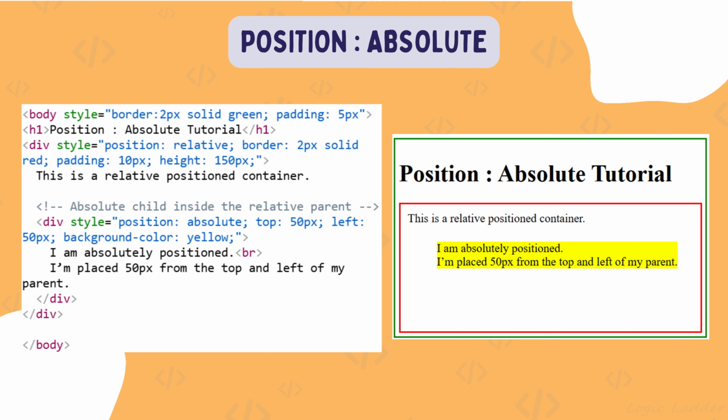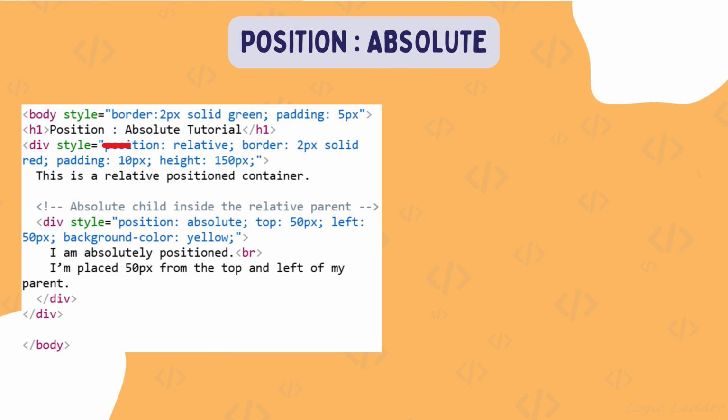Now look at this example carefully. Here is a div with absolute position. This div is inside a div with relative position. So, the absolute position div will position itself relative to the ancestor div. You can see it is positioned 50 pixels from top and left of its parent div.